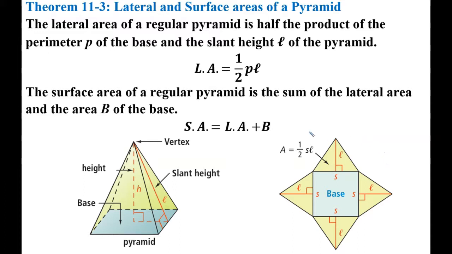Okay, then for the actual surface area, we'll just say surface area equals lateral area plus B. Now with prisms, it was 2B because we had 2 bases. With the pyramids, it's just B because we have a single base.